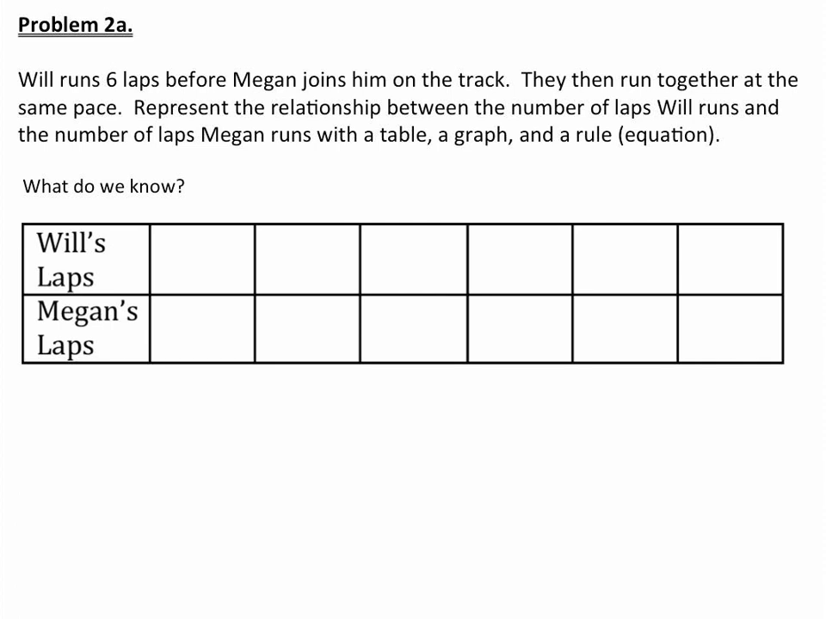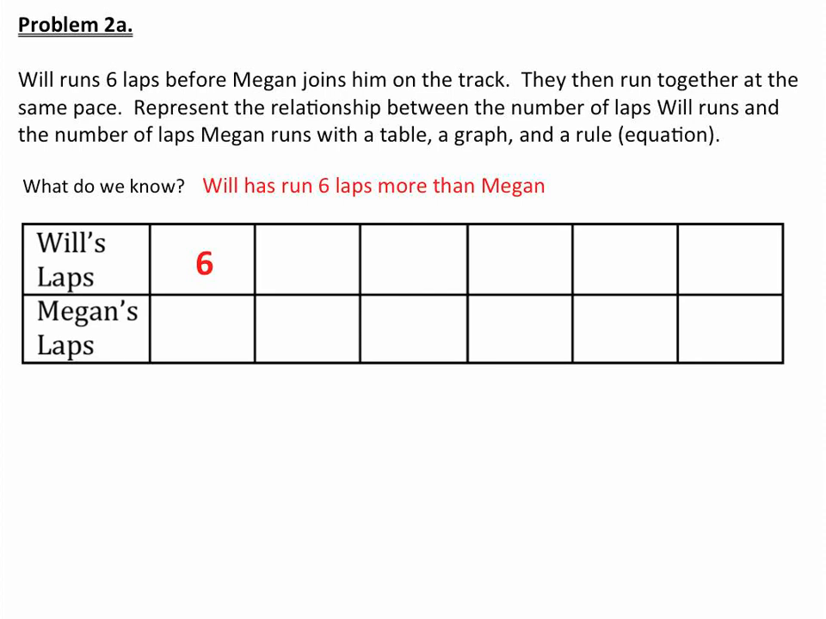Problem number 2. Will runs 6 laps before Megan joins him on the track. They run together at the same pace. Represent the relationship between the number of laps Will runs and the number of laps Megan runs with a table, a graph, and a rule. All right, so what do we know? We know that Will has already run 6 laps when Megan gets there. So if we're looking at the total number of laps, Will's laps will be 6 more than Megan's.